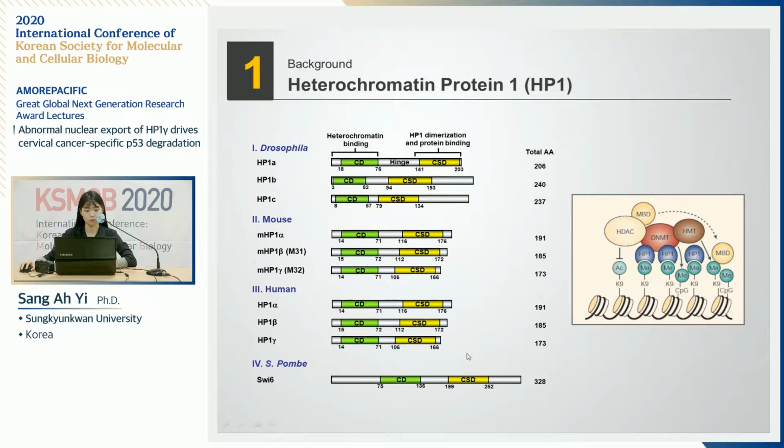Heterochromatin protein 1, also called HP1, recognizes H3K9 methylation and induces chromatin condensation through the recruitment of other chromatin remodelers. In mammalian cells, HP1 has 3 homologs, HP1 alpha, beta, and gamma. They share a similar structure of chromodomain and chromoshadow domain, but the length of the hinge region linking these two domains are different from each other.